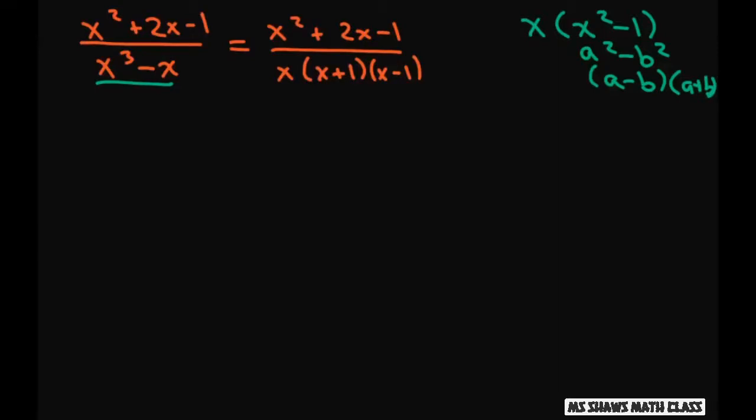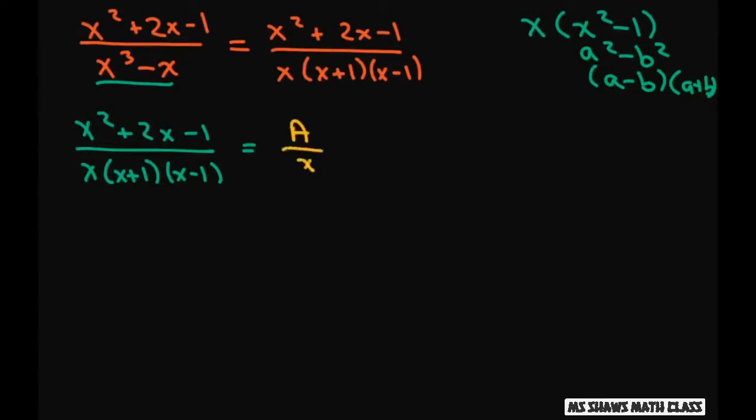So just do that, and now we're going to set this up as x squared plus 2x minus 1 divided by x times x plus 1 times x minus 1. And we're going to set this as linear factors: A divided by x plus B divided by x plus 1 plus C divided by x minus 1.